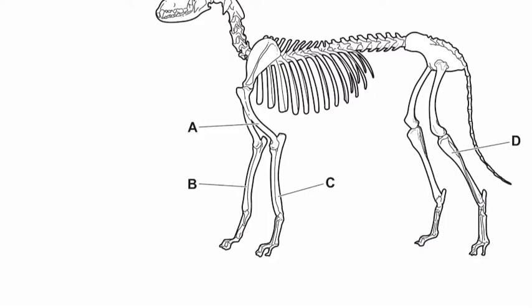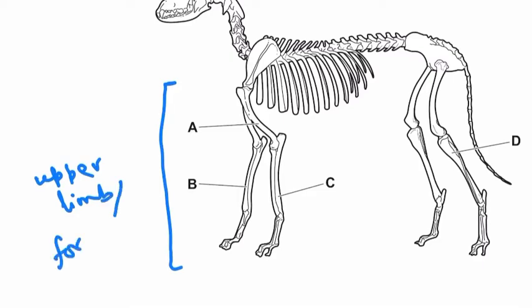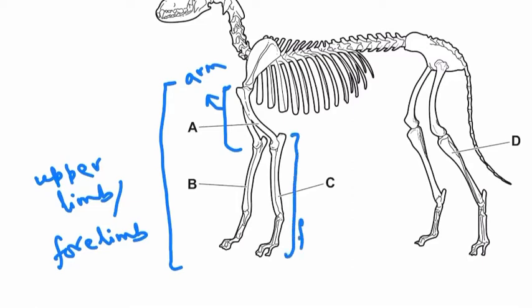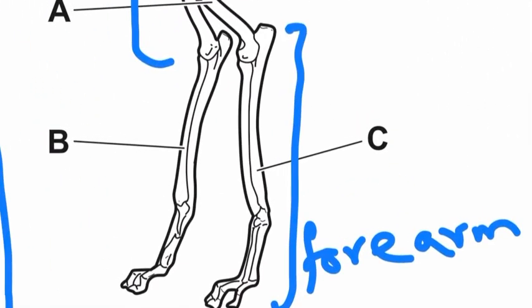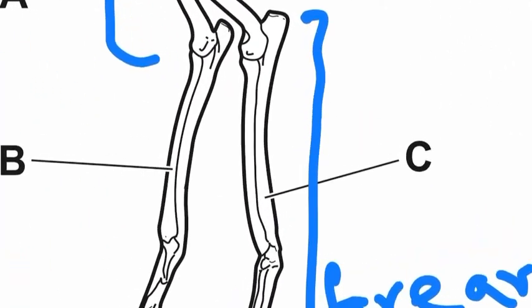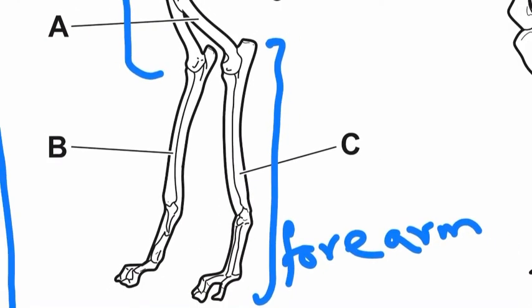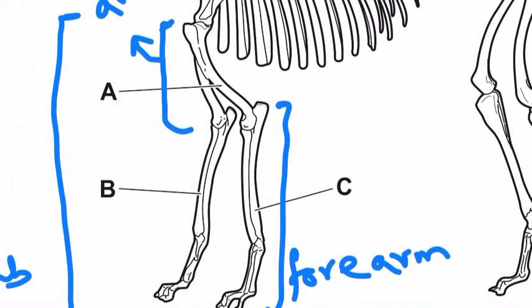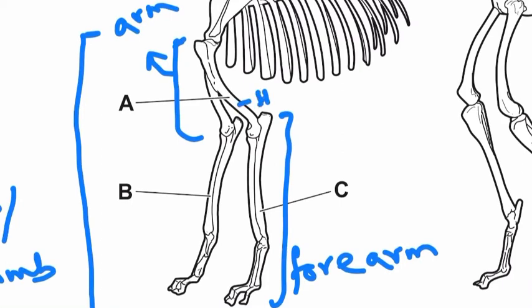Guys, if we talk about this entire portion, this is known as the upper limb or forelimb. And this is the arm and this is the forearm. So guys, radius is found in the forearm. So which one is the radius? Guys, to recognize radius, you need to recognize ulna and also humerus. As we all know that arm has humerus.